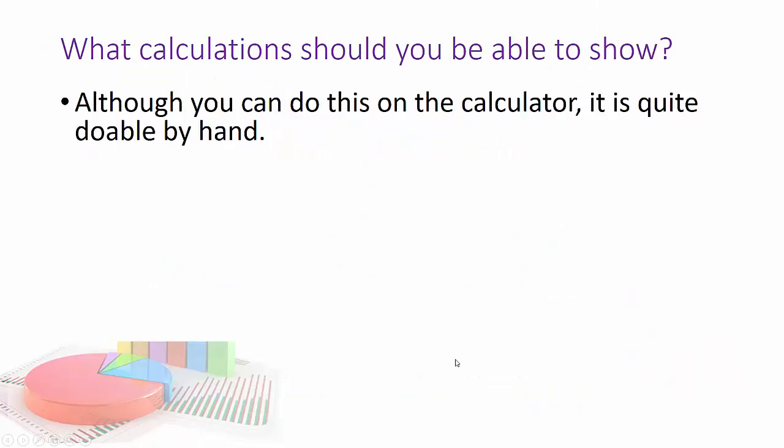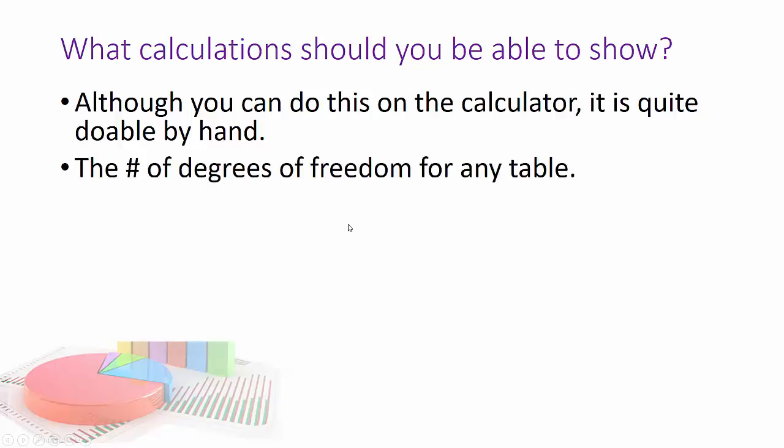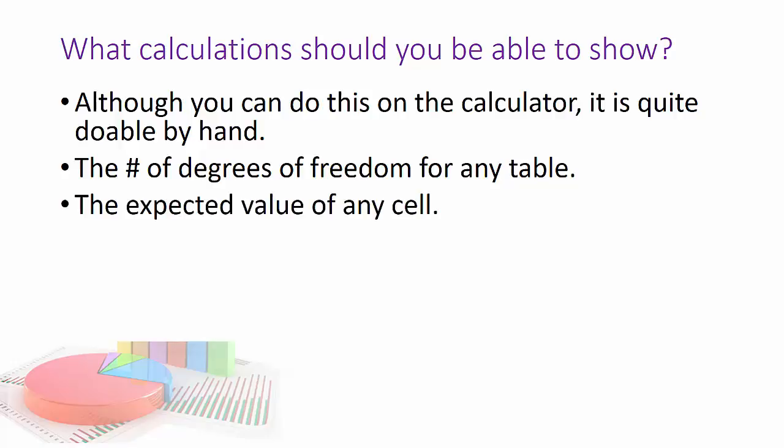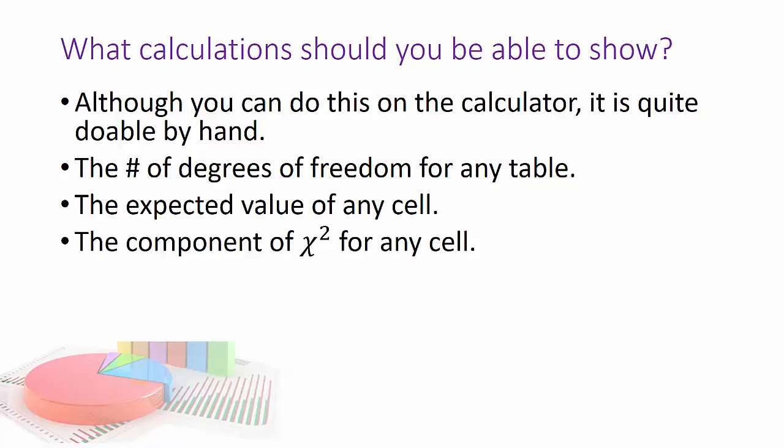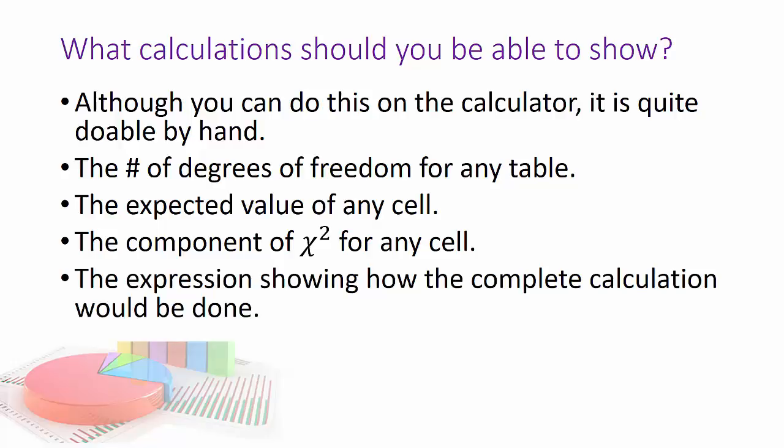So what calculations should you be able to show? You can do this all on the calculator, but it's very doable by hand. So make sure you show the number of degrees of freedom for any table. So you should be able to show that by hand, which is not hard. The expected value of any cell. So you need to be able to figure out what the proportion is supposed to be there. The component of chi-squared for any cell. So that means the observed minus the expected squared divided by the expected. And the expression showing how the complete calculation would be done.